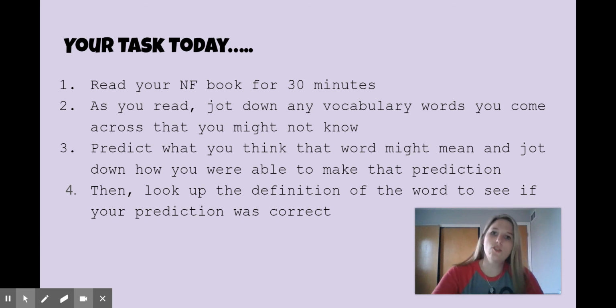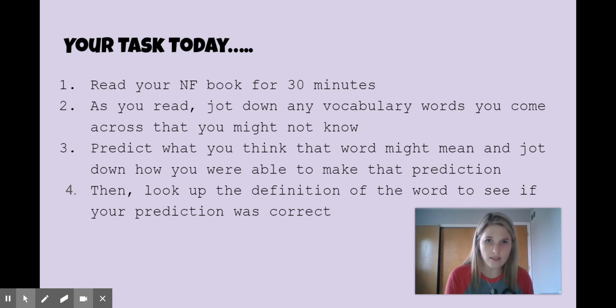Your task is to read your nonfiction book for 30 minutes, okay? Typical stuff. As you read, I'm going to challenge you to jot down just one, but if you come across more, that's fine. Jot down a vocabulary word that you come across in your reading today that you don't 100% know. Maybe it's a word you are kind of familiar with, but if you can't tell me the definition of the word, that probably means that you don't know it super well. So jot that word down.